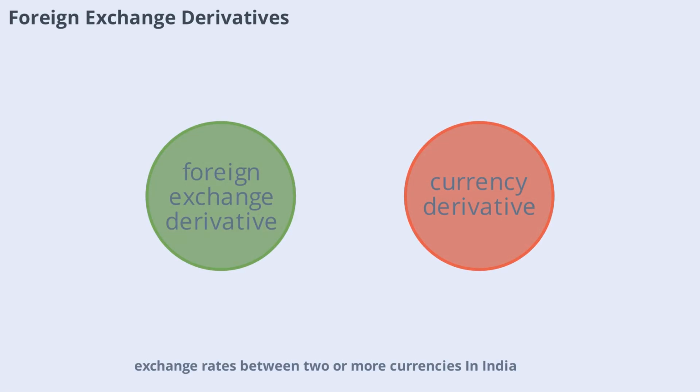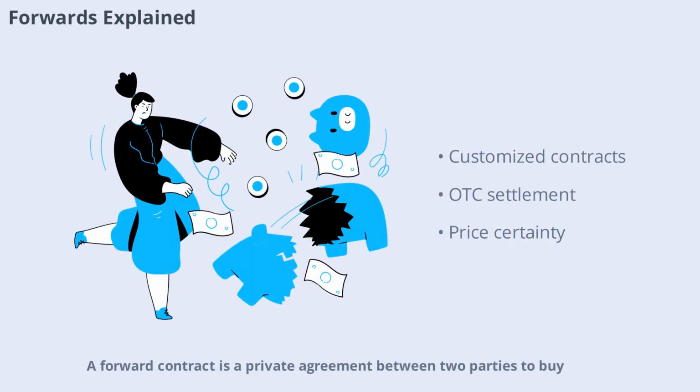In India, these contracts derive their value from changes in exchange rates or foreign interest rates, and are settled at a future date. Exchange-traded currency derivatives are standardized contracts traded on recognized stock exchanges, providing transparency and accessibility to a wide range of participants. A forward contract is a private agreement between 2 parties to buy or sell an asset at a predetermined price on a future date.